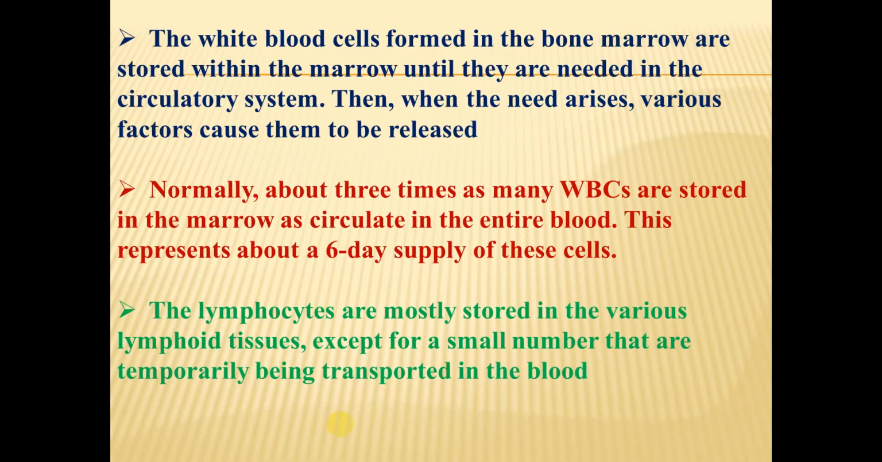White blood cells formed in the bone marrow are stored within the bone marrow until they are needed in the circulatory system. Then, when they are needed, various factors cause them to be released from the bone marrow to the blood vessels. Normally, about 3 times as many white blood cells are stored in marrow as circulate in the entire blood. This represents about a 6-day supply of these cells.